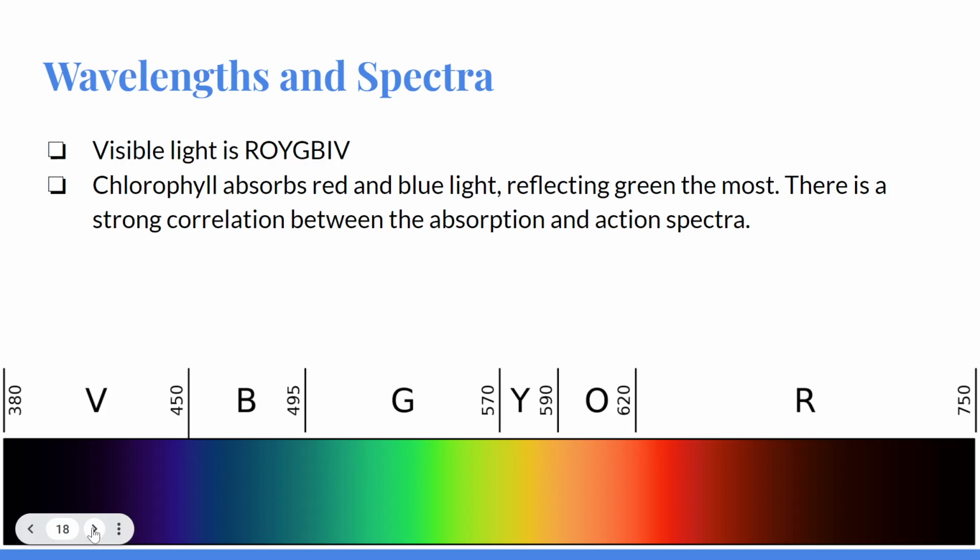So a defining part of photosynthesis is how high energy wavelengths are. So plants are going to be harvesting light, visible light, along ROY G. BIV. ROY G. BIV is just the different colors, red, orange, yellow, and so on. So chlorophyll is best at absorbing this red and this blue light here, and it reflects green the most. That's why plants are green, because green is this wavelength that they don't really care about, so they reflect it. There is a strong correlation between the absorption and the action spectra.